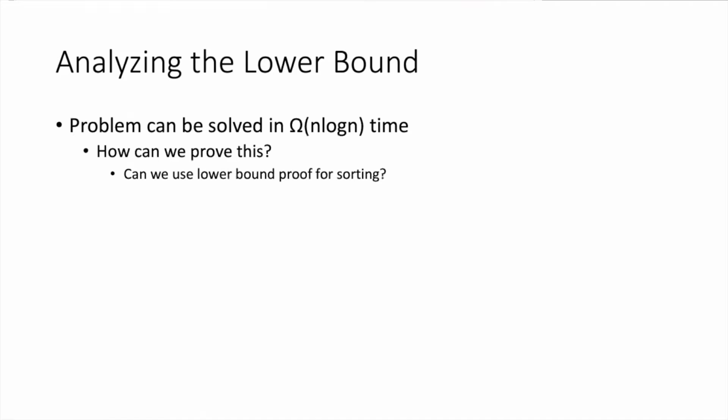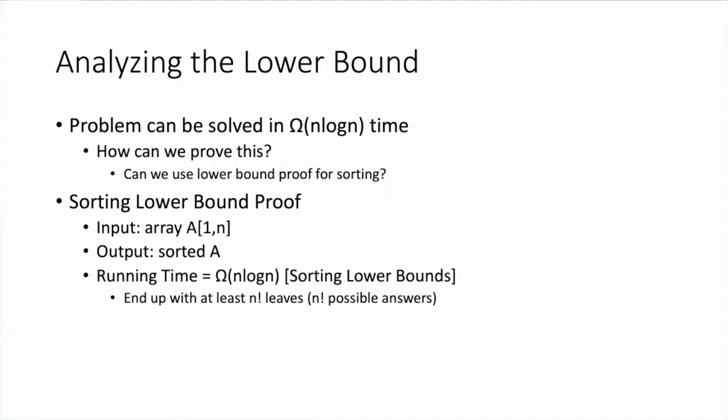So we want to analyze the lower bound. We want to see why the lower bound is actually big omega of n log n. Since we know the lower bound is big omega of n log n, we ask, how do we prove this? An obvious initial strategy would be to use the sorting lower bound proof, because they have the same lower bound time. And in fact, we use sorting within the algorithm. So let's take a look at that.